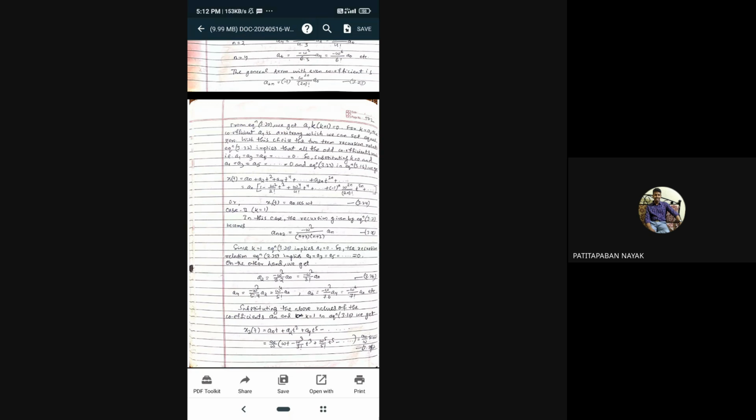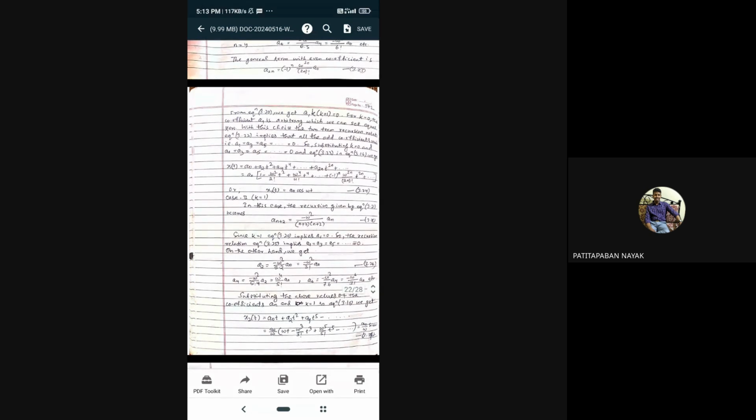On the other hand, a2 is equal to minus omega square by 3 factorial a0, a4 is equal to minus omega square by 5 multiplied by 4 whole multiplied by a2, that is omega to the power 4 by 5 factorial whole multiplied by a0, and you have x2(t) is equal to a0 t plus a2 t square plus a4 t to the power 5 minus so on and so forth. So this is a0 by omega sine omega t, because omega t minus omega square t cube by 3 factorial plus omega to the power 5 t to the power 5 by 5 factorial. This is nothing but the series expression of sine omega t.